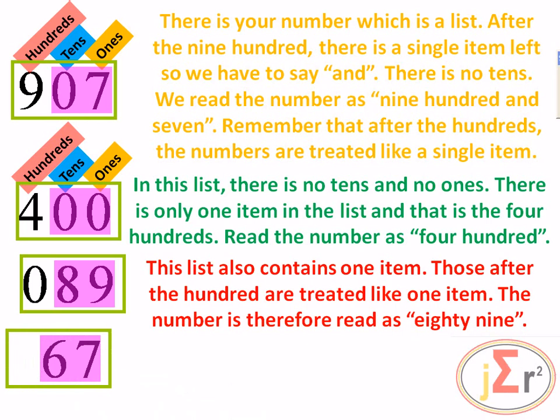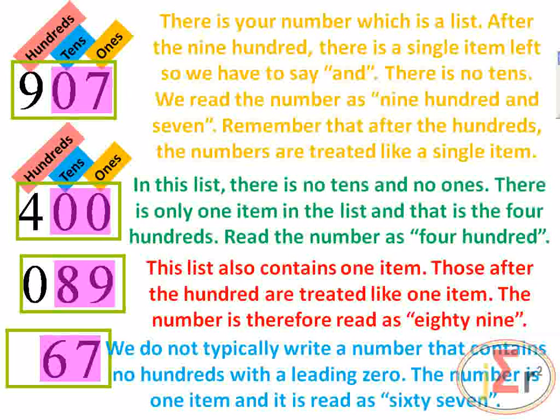And that number is 67. We do not typically write a number that contains no hundreds with a leading zero, like we have right here. The number is one item, and it is treated and read as 67. So if we put a 0 here, it would still be 67. Like we have a 0 right there, and it is still 89. But we do not typically write 089.